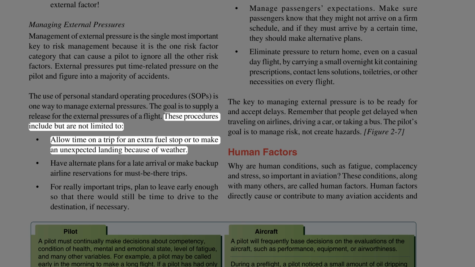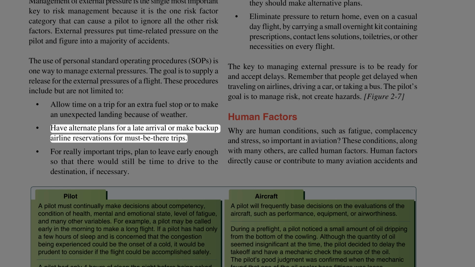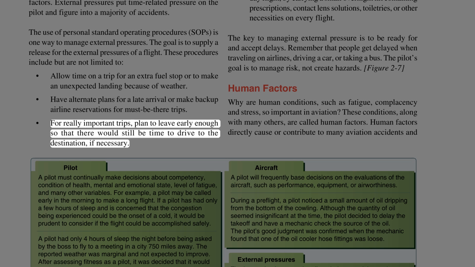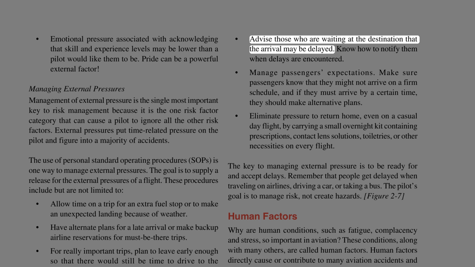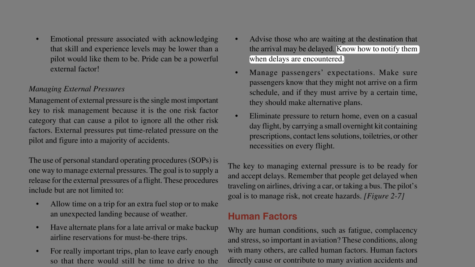These procedures include, but are not limited to, allow time on a trip for an extra fuel stop, or to make an unexpected landing because of weather. Have alternate plans for a late arrival, or make backup airline reservations for must-be-there trips. For really important trips, plan to leave early enough so that there would still be time to drive to the destination if necessary. Advise those who are waiting at the destination that the arrival may be delayed. Know how to notify them when delays are encountered.